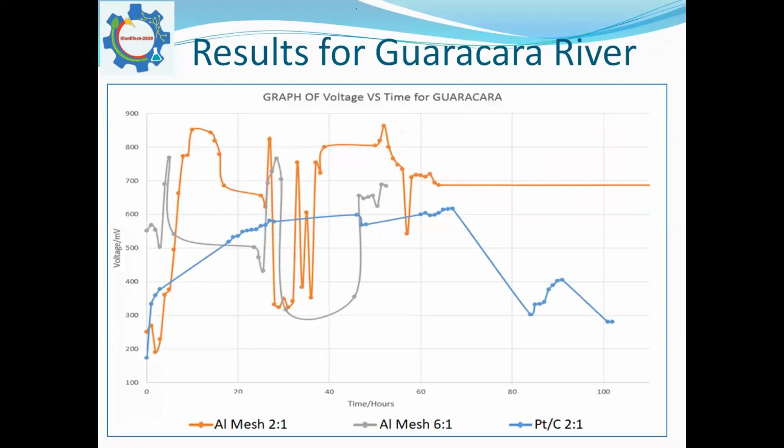For Guaracara River, we see the aluminum mesh 2:1 and 6:1 fluctuating greatly for 60 hours. Their voltages were higher than that of the platinum carbon, but were unstable. Voltages for the platinum carbon raised gently and plateaued at around 580 millivolts for the next 40 hours before falling off.